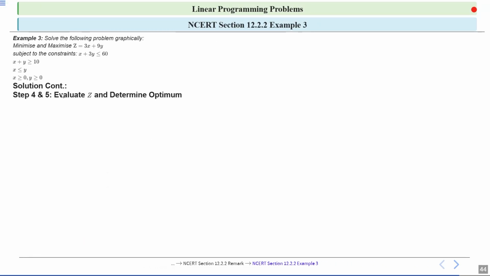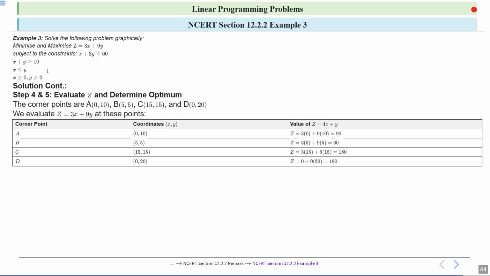And now steps 4 and 5, evaluate Z and determine the optimum. The corner points are A (0, 10), B (5, 5), C (15, 15) and D (0, 20). We evaluate Z equals 3x plus 9y at these points. Let's look at each corner point and the corresponding value of Z. At point A, the value of Z is 90. At point B, the value of Z is 60. At point C, the value of Z is 180. And at point D, the value of Z equals 180.